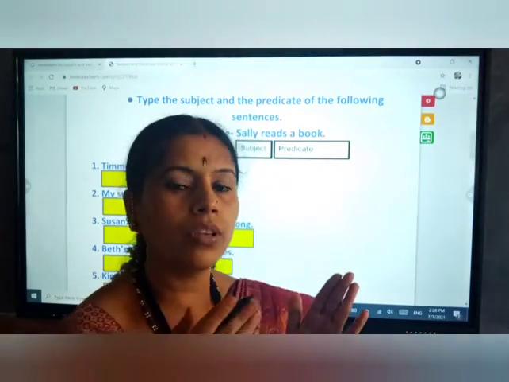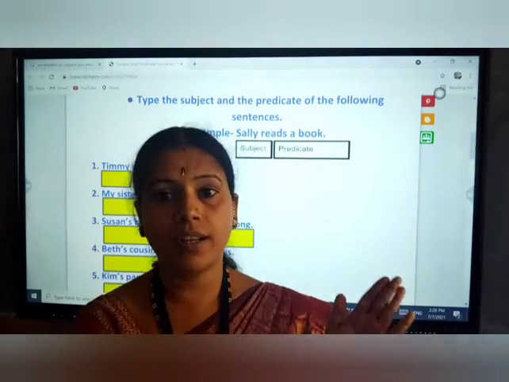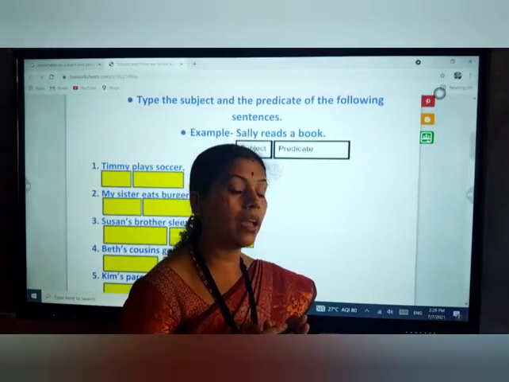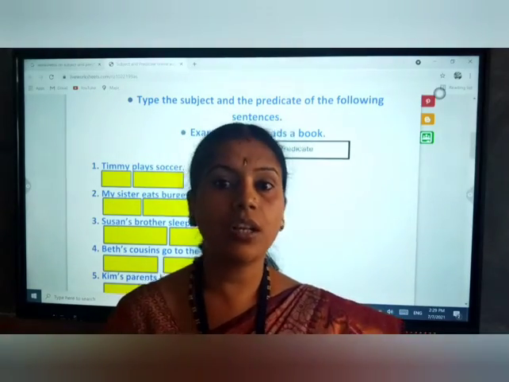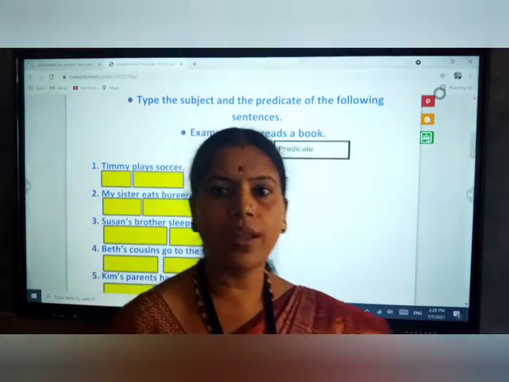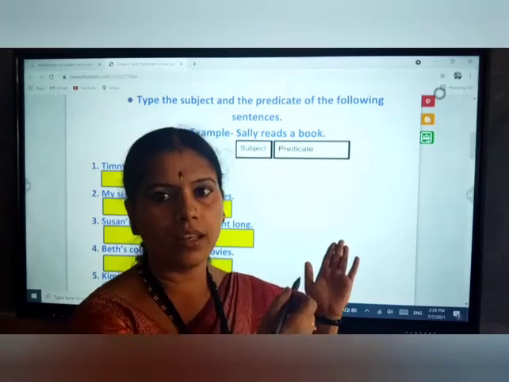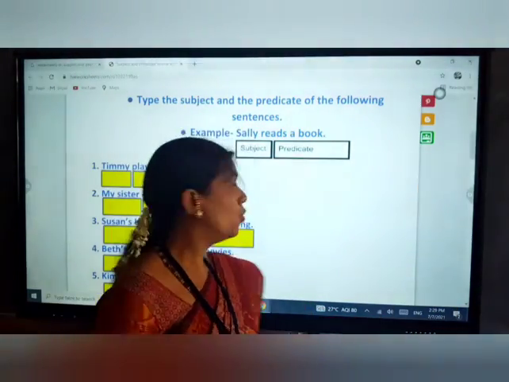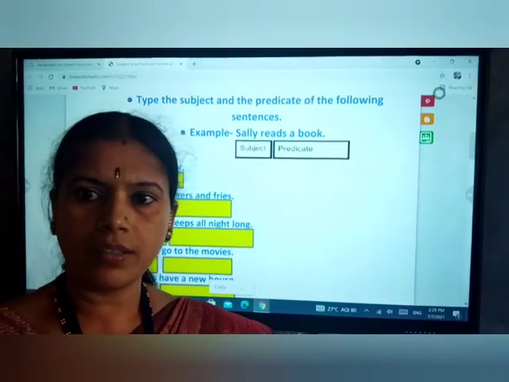In that, the first part of the sentence is called the subject and the next part of the sentence is called the predicate. Subject is a word which tells us the doer of the action, that we came to know, and predicate is the action done by the noun or pronoun, that also we understood. So now I would like to solve a very simple worksheet. Then you will be perfect after solving this. Let's move to solve the worksheet on the subject and predicate.